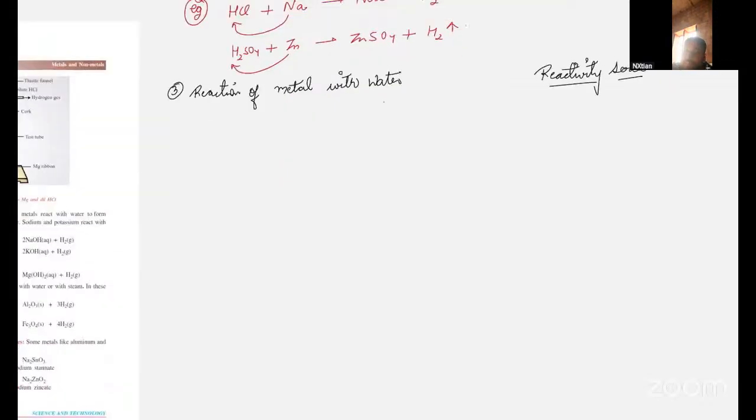Okay. Reactivity series is basically the series in which the metals are arranged in the form of decreasing reactivity. Everyone, please pay attention, because this is important. David, everyone. Now, if I write the reactivity series, the first one is potassium.